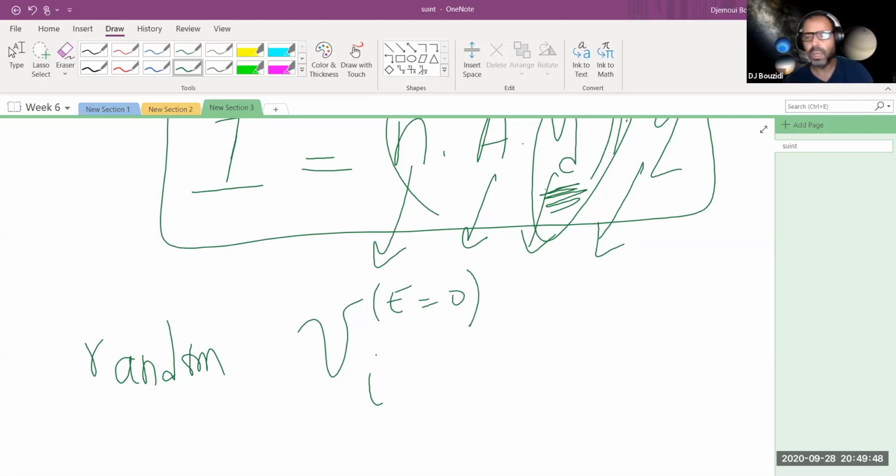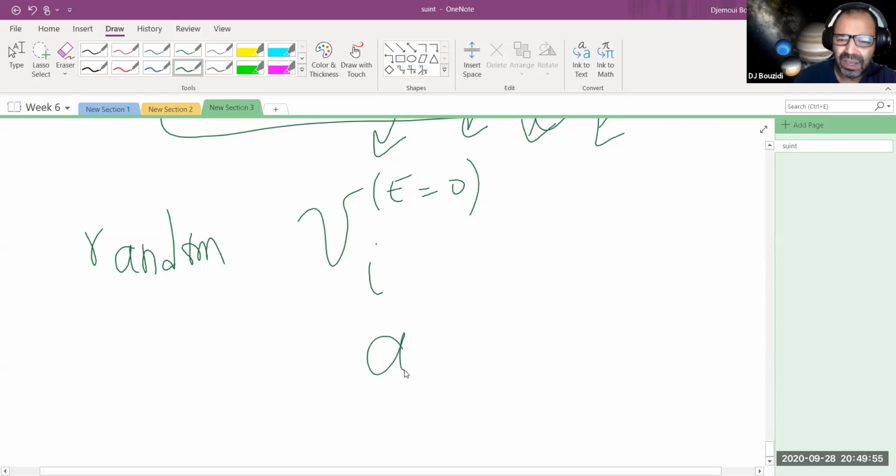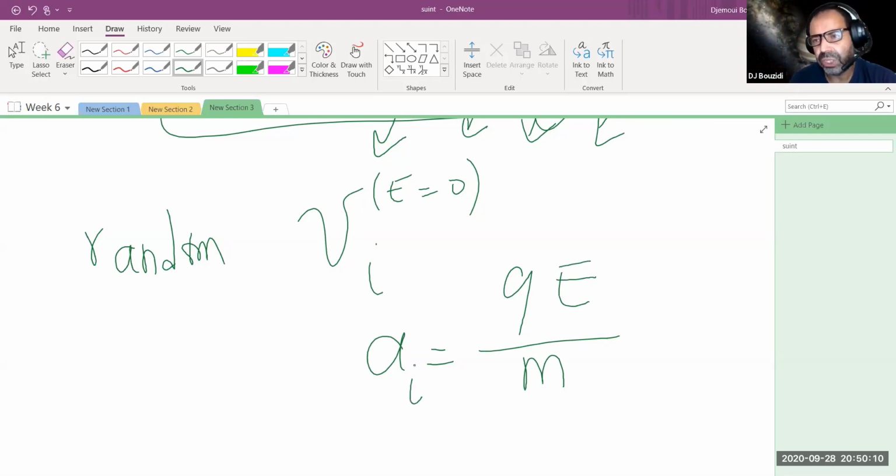Okay? So if I apply F equals ma for each and every one of these charges, I find that they accelerate with a, which is force divided by mass. Each one of them is carrying the same mass, m. Each one of them has the same charge Q, and each one is subject to the same force. So each one of them will have an acceleration a_i equal to Q, which is their charge, times the electric field divided by the mass, which are all the same.